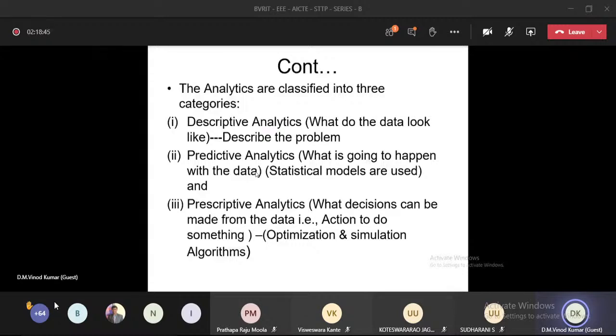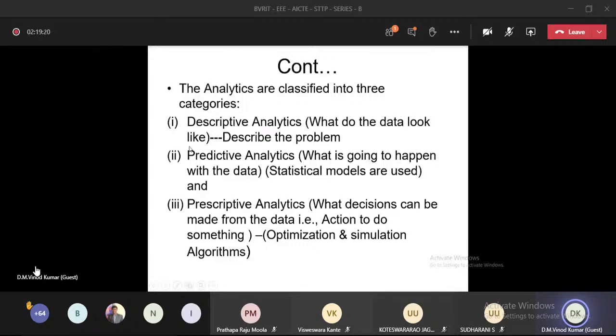One more analytics is prescriptive analytics. What is prescriptive analytics? We require optimization techniques, simulation algorithms, etc. What decisions can be made from the data? That is the action to do something. Then we can take action based upon this prescriptive analytics. Therefore, these three, descriptive, predictive, and prescriptive analytics, will play a vital role. Out of these three types of analytics, the predictive algorithm is very dominating.